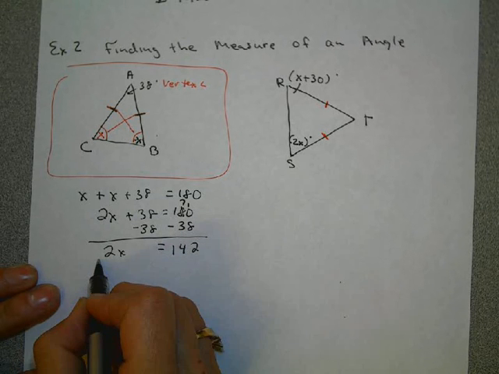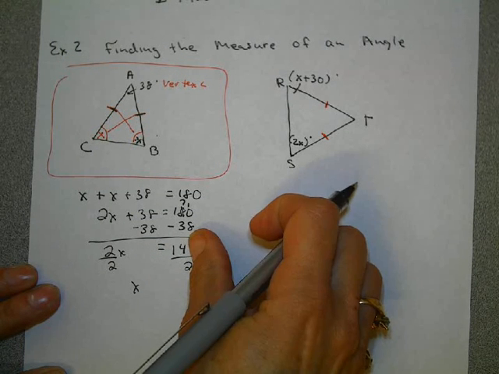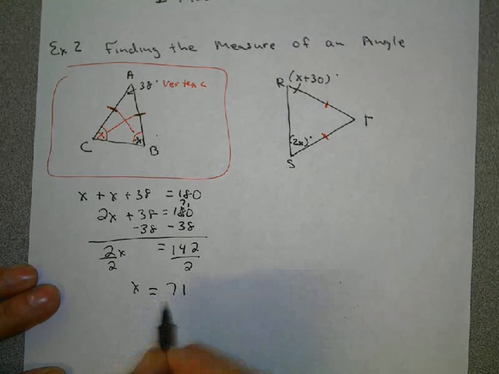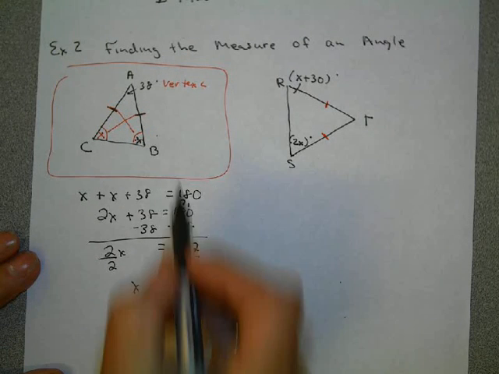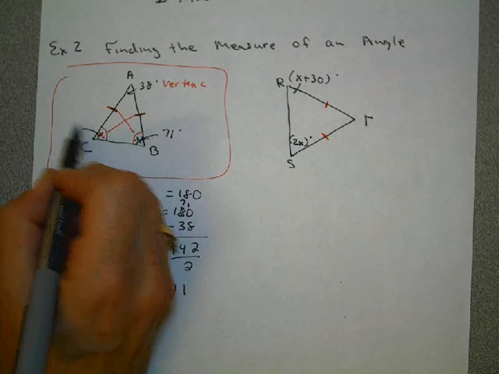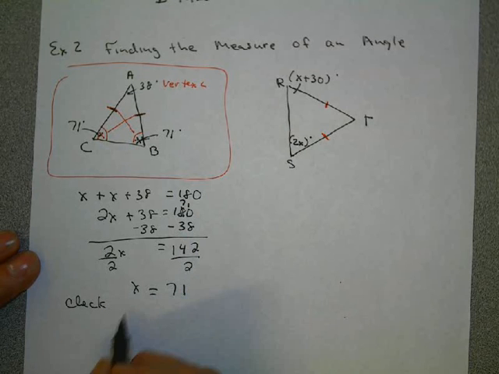So I've got x equals 71 here. Now that's the measure of this angle, and it's also the measure of this angle. A little quick check. Let's see, what's 71 plus 71 plus 38? Better be 180. 8, 9, 10. Carry the 1, 10, 17, 18. So I know I did it right. So that's one way you can do it.